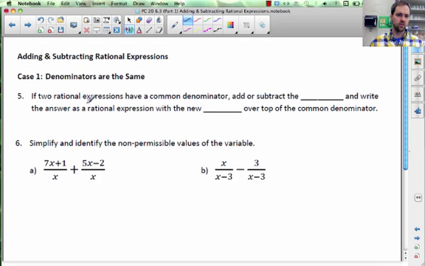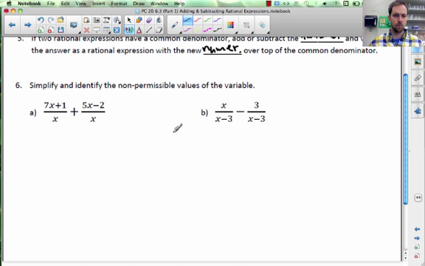Case 1, denominators are the same. Two rational expressions have a common denominator. Add or subtract the numerators, and write the answer as a rational expression with the new numerator over top of the common denominator. So we'll take a look at that type right here.